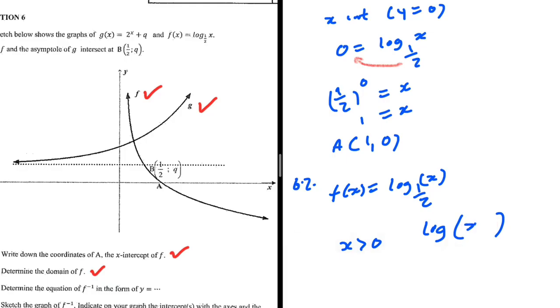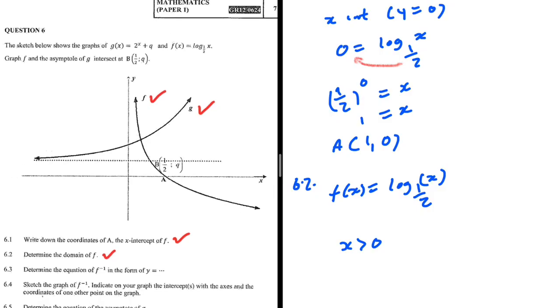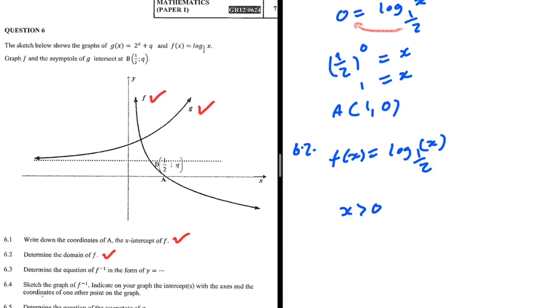If, for instance, we had x minus 2, then we would say that we need x minus 2 to be greater than 0. So x needs to be greater than 2. But in our case, we just have x. So that is why we are saying that x is greater than 0. We cannot feed log anything that is less than 0. So there we go. That is the domain of f.